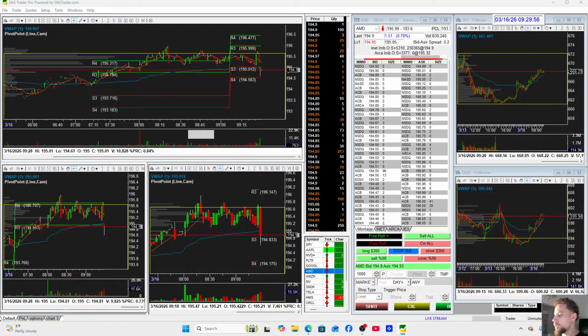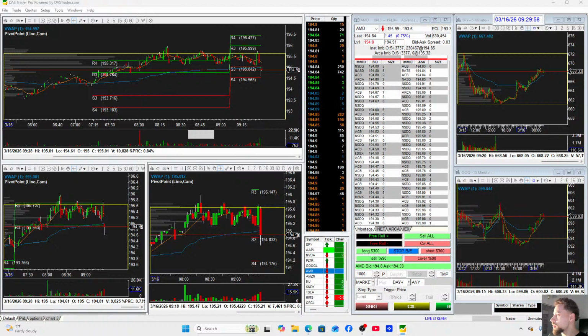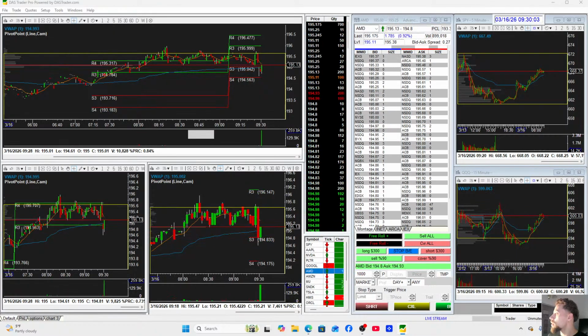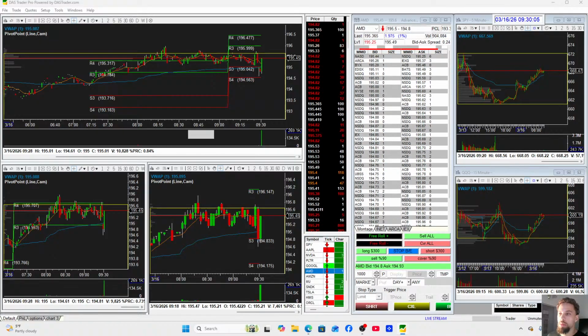So MU, 5-minute chart, R3 lines up with an area of resistance here. Alright, market's open.